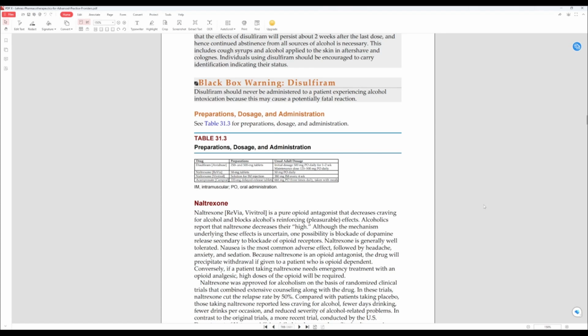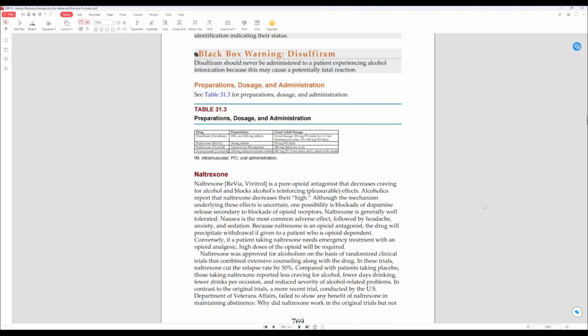So, for its preparation, dosage, and administration, there is a following table, and I'll let you pause and review it for all of the following drugs: disulfiram, naltrexone, and acamprosate.